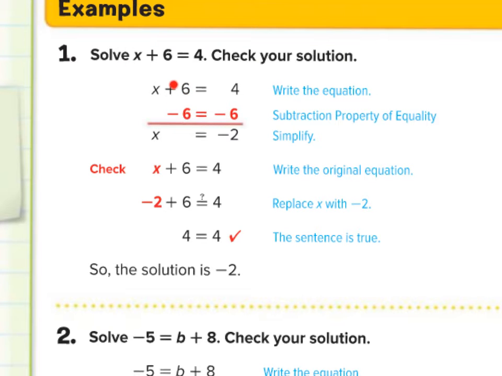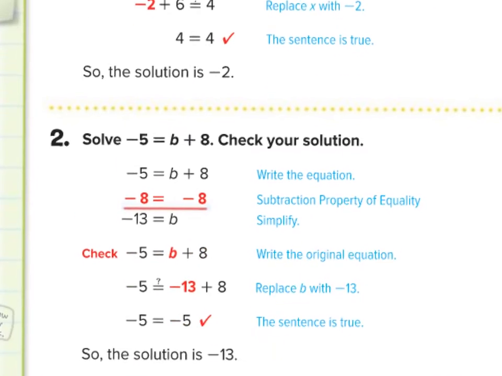Well, using property of equality, I'm going to take away that 6 by using subtraction property of equality, and I have to do the same to the 4. Whatever you do to one side of the equation, you must do to the other. And yep, I'm left with just x on this side of the equation equals negative 2. And then you can check by putting the negative 2 into the equation, substituting, and you'll see that 4 is 4. So the solution is negative 2.